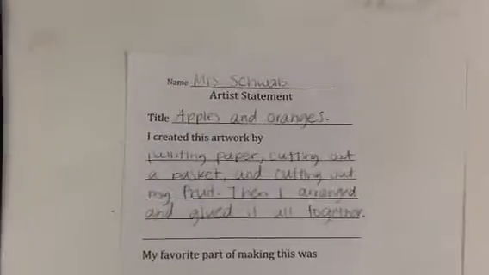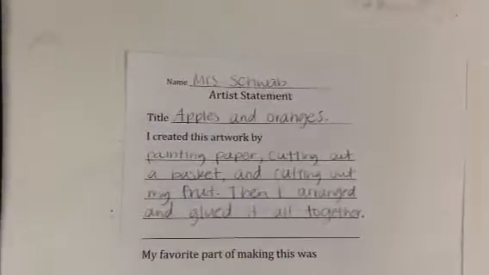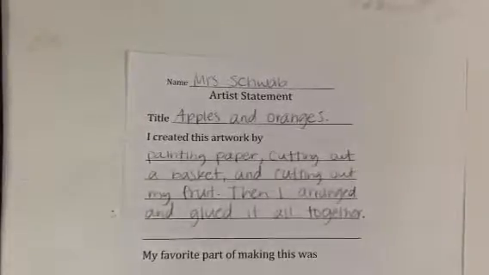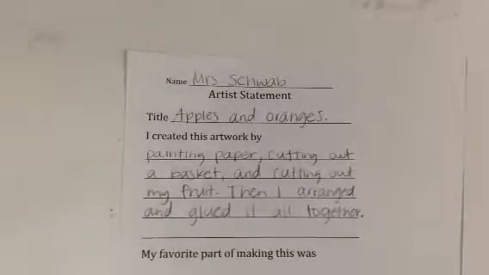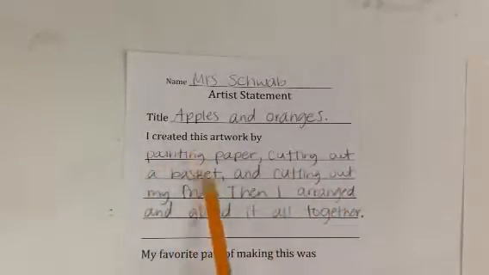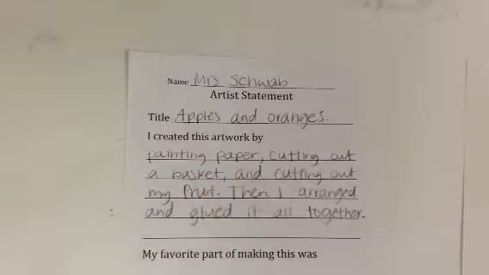I need you to now think about how did you create this work of art that you're writing your artist statement for? It's not this assignment. You're looking at a different project. So think about all the things that you did to make that artwork. Go ahead and pause the video and go ahead and fill out this part of your artist statement. How did you create this work of art? What did you do to make it? Go ahead and do that now. Pause the video.